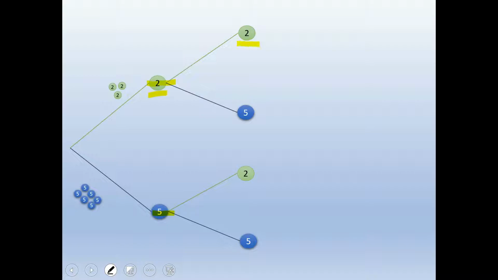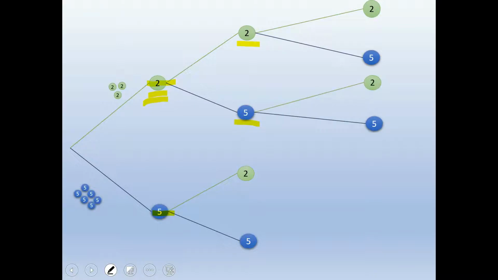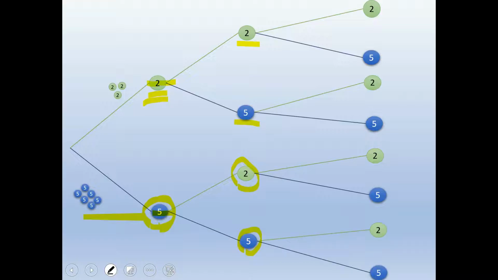Now for the third trial or selection, if it is 2 in the first and 2 in the second, the third will be either 2 or 5. Or if it is 2 in the first, 5 in the second, the third also will be either 2 or 5. If it is 5 in the first and 2 in the second, the third will be either 2 or 5. And finally, if it is 5 in the first and 5 in the second, the third also will be either 2 or 5. So these are all the outcomes or possibilities we have.